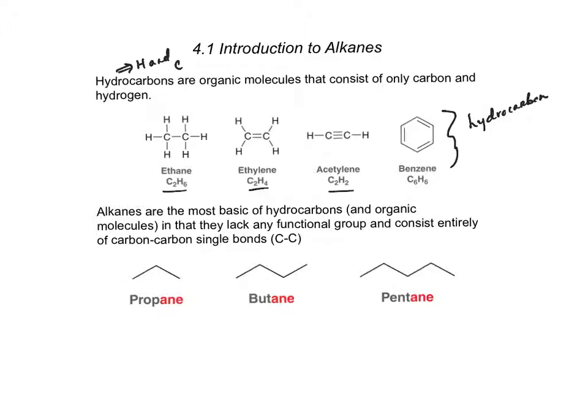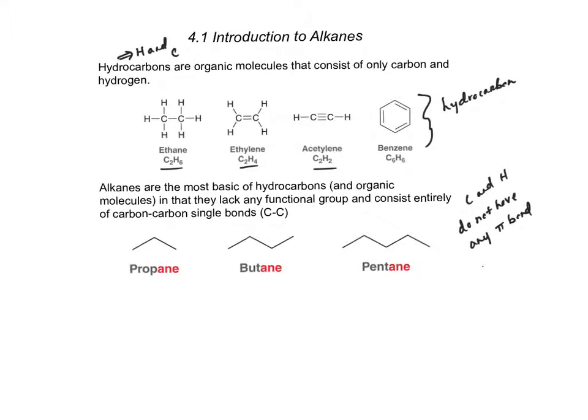So alkanes are also hydrocarbons, right? They only have carbon and hydrogen, but alkanes lack any type of pi bond, right? So alkanes do not have any pi bonds, meaning that they don't have what type of bond? They don't have a triple, they don't have a double, right? So all we're going to be looking at with respect to alkanes are carbon single bonds, and carbon-hydrogen single bonds, okay? This is the most basic of all of our organic molecules.